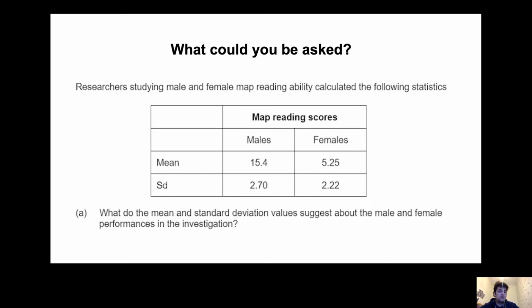So there's 4 marks there. All you're saying is what this table says, and then what that suggests about the difference in map reading ability between males and females. And this is something you could very likely be asked. I think this is the sort of mathematical content I would say is the most likely to come up: interpreting scores from a table.